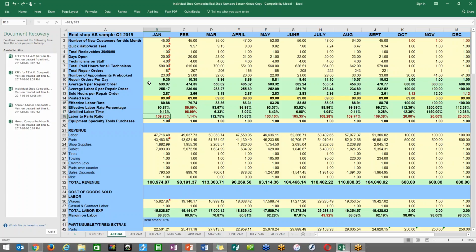Labor to parts ratio, an extremely important calculation. What percentage of the money came from labor versus parts? He made some mistake here in February. And again, when you're going through this and you see these red numbers like that, you want to look back and go, what did I do wrong? Because it really meant you made a mistake somewhere.